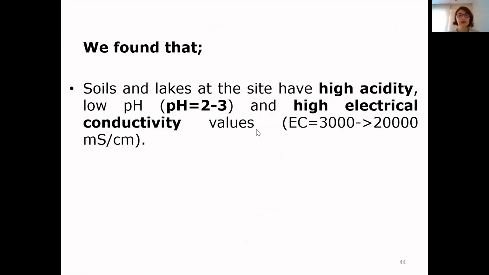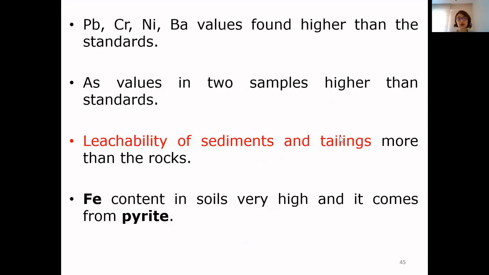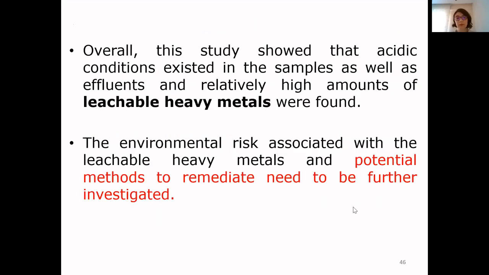And we found that soils and lakes at the site have high acidity and high electrical conductivity values. And lead, chromium, barium were higher than the standards. Also, arsenic values in two samples were higher than the standard. Leachability of sediments and tailings, of course, was more than the rocks. And iron content in soils was very high, and it comes from pyrite.